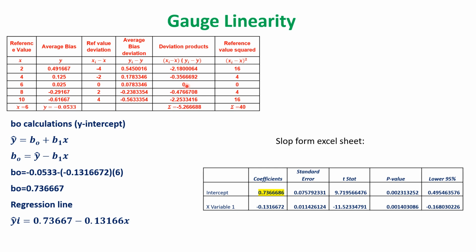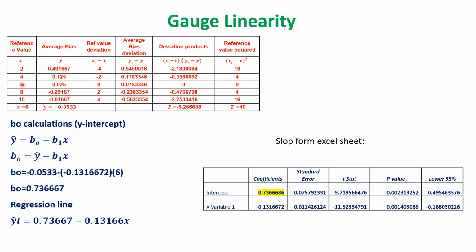So this is the same table from the previous slide. Now the equation of the line is y equal to b0, that is intercept, plus b1 x. So b1 is the slope. Now if I take b0, that is the intercept, to one side, then I will get y minus b1, that is the slope, into x. Now b0 equals y, so what is y? That is the average bias, that is minus 0.0533. This minus this 0.13, that is the slope which I already got, into x.